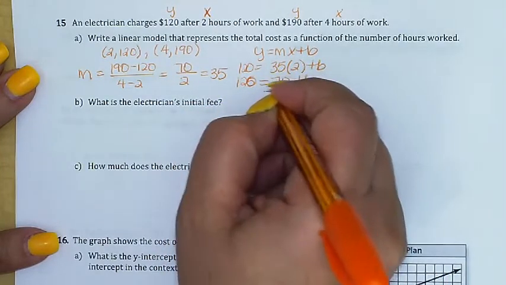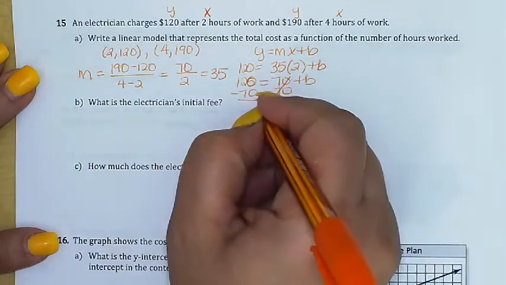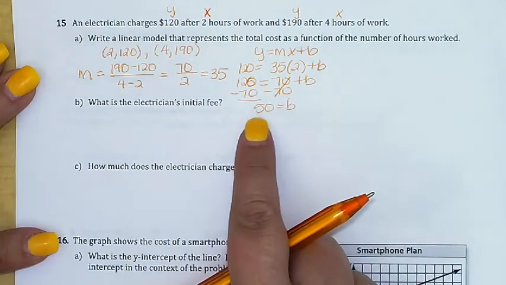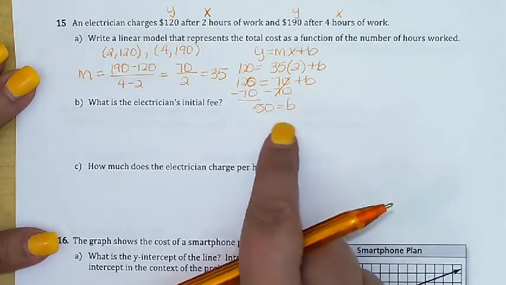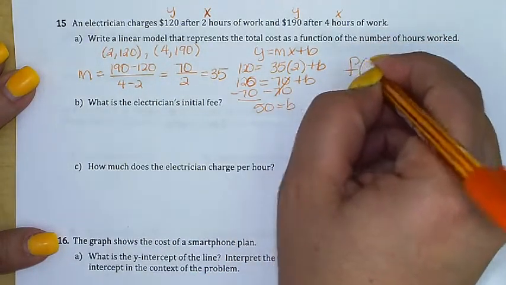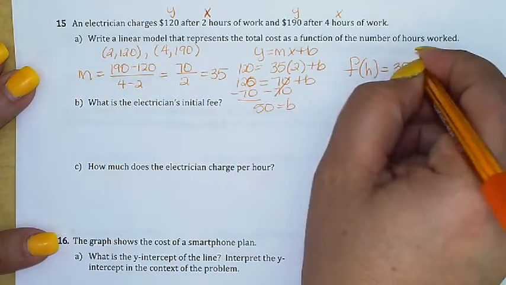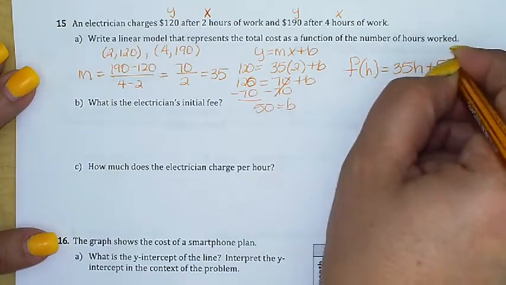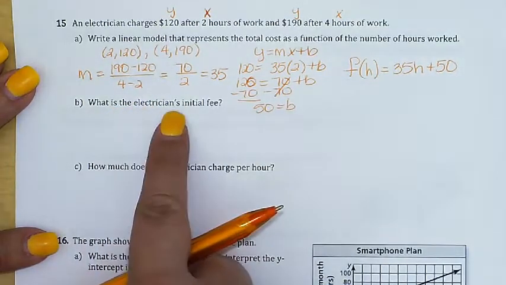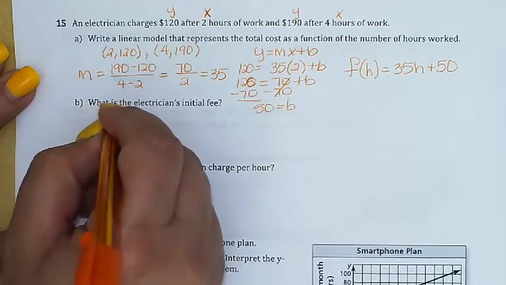And then if we subtract that 70, the difference is 50, and that is the y-intercept. But in the context of this problem, it really means an initial fee, or some initial charge that is given. So our function for the number of hours worked is 35H, so $35 an hour, plus that $50 y-intercept, that $50 initial fee. So what is the electrician's initial fee? The initial fee is $50.